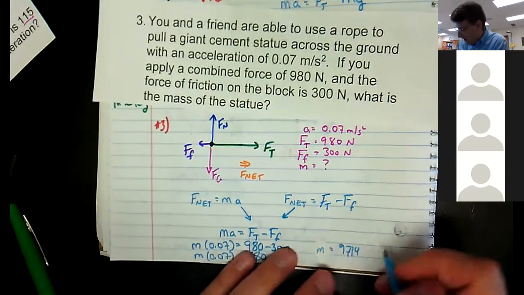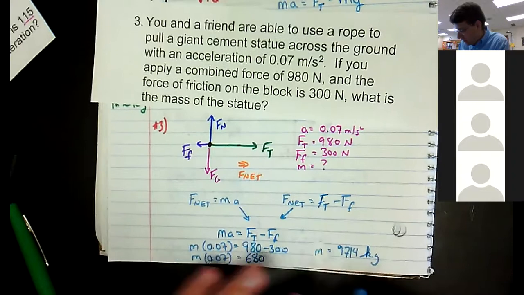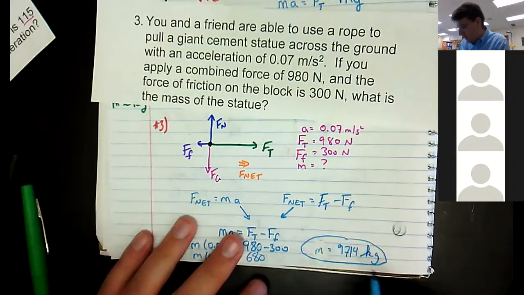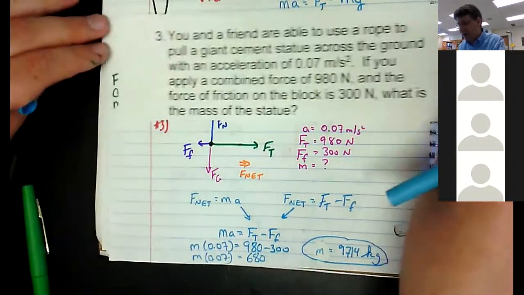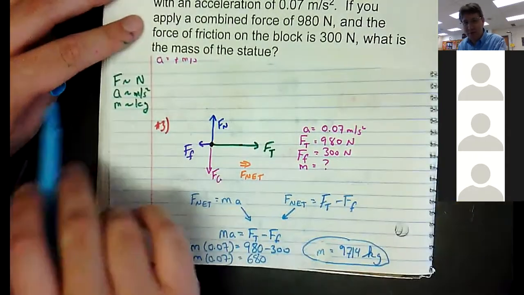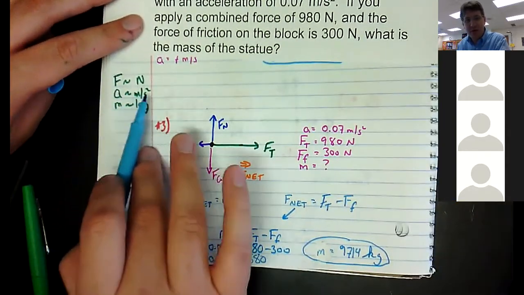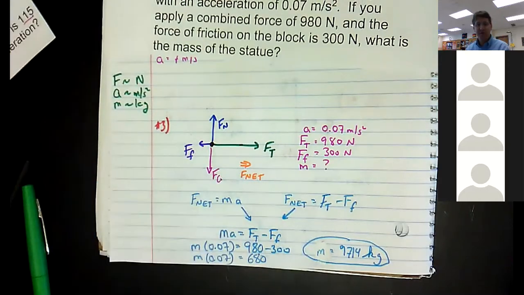Yep, that's what I got. And yes, it's kilograms because it's a mass. So Tristan, I'm glad you brought that up earlier. It probably is helpful to have this in your notes. Force is always in newtons, acceleration is meters per second squared, mass is in kilograms.